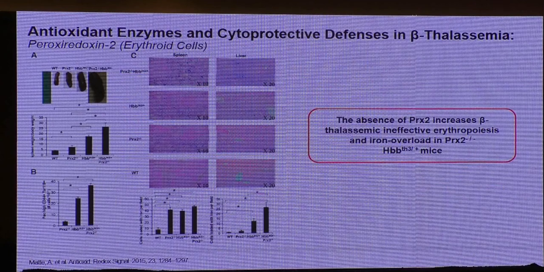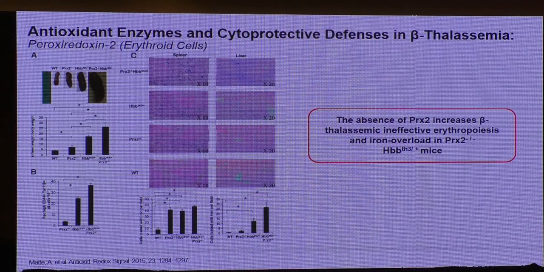Moving next to antioxidant enzymes and cytoprotective defenses in beta-thalassemia, we'll start with peroxiredoxin 2. Peroxiredoxin 2 is a cytoprotective enzyme. There have been many studies on peroxiredoxin 2, however, for the sake of this presentation and for the sake of time, I'll only give one example.